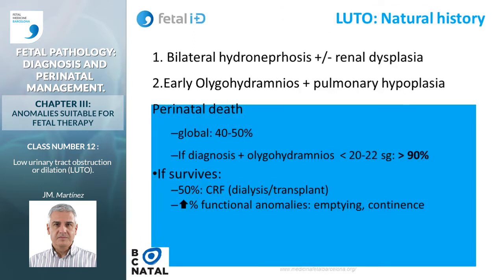The natural history of LUTO is a progressive dilation of the superior urinary tract, which can condition a renal dysplasia and therefore a renal failure. Secondarily, having a complete obstruction will consequently cause a severe oligohydramnios and therefore severe pulmonary hypoplasia. We have a perinatal mortality rate of around half of the cases, but if the early oligoamnios takes place, then the mortality rate is around 90% of cases.